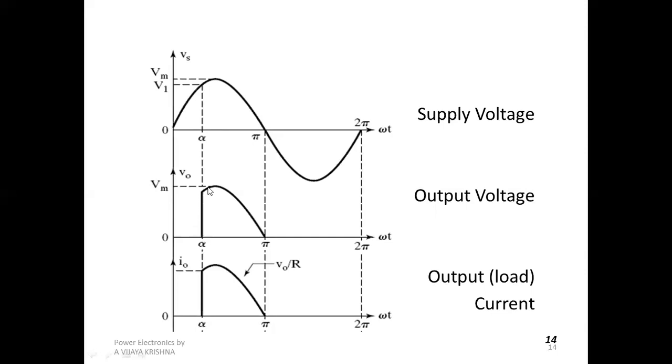The output voltage starts here. Up to now, it is zero. Therefore, it starts here and goes towards pi. After that, it goes towards the negative half cycle.